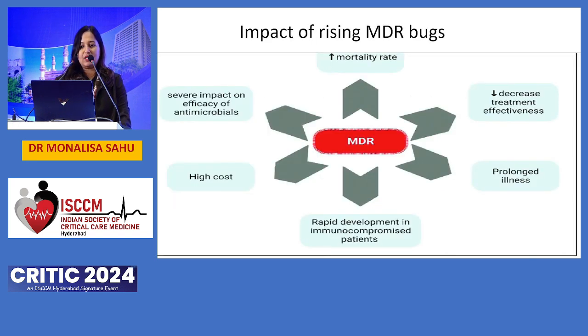As we know, there has been an increasing impact of the MDR bugs, and they have a severe impact, increasing the mortality rates, decreasing the treatment effectiveness, prolonging the illness, incurring a high cost burden. These problems are very important, and we should be choosing the empirical choice very wisely.